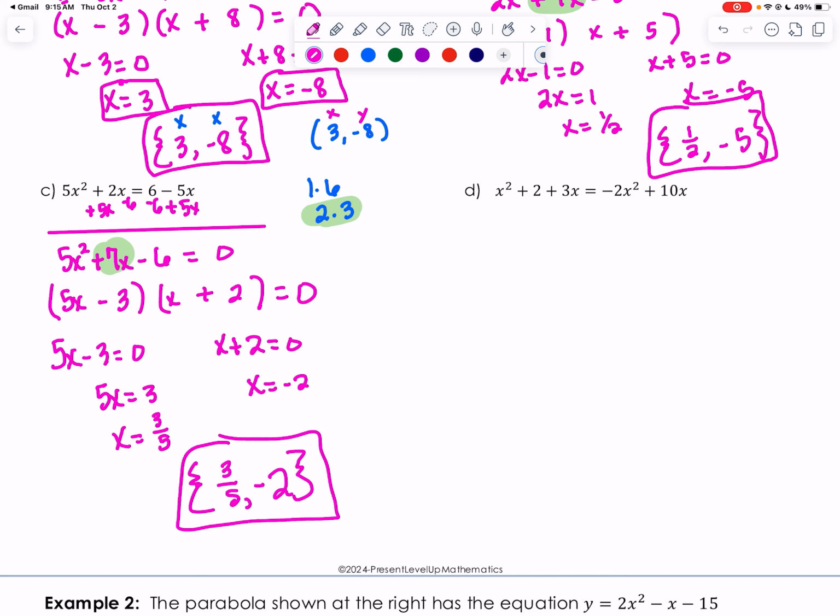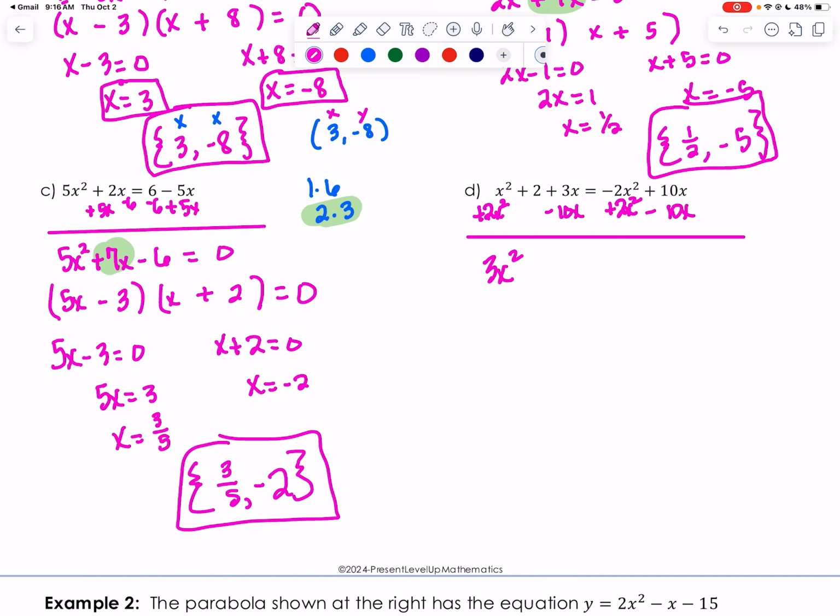All right, now you have to be a little careful on this last one, and we'll talk about why here. We have x squared plus 2 plus 3x equals negative 2x squared plus 10x. So I'm going to start by adding 2x squared here and here, and then subtracting 10x here and here. So 1x squared plus 2x squared is 3x squared.